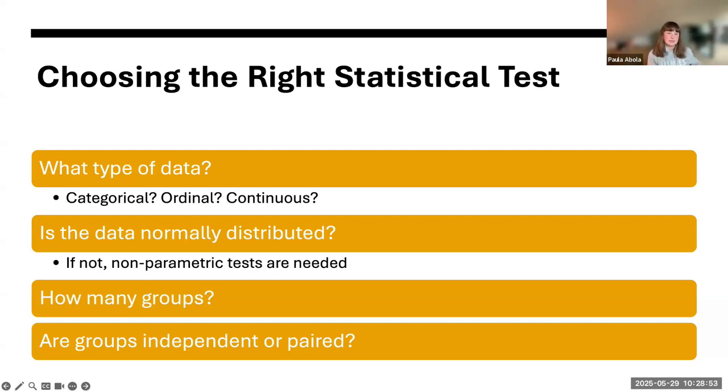So we have vaccination status. Are you vaccinated or not? You might have blood type, A, B, AB, or O. And for example, a type of virus: influenza, COVID-19, or RSV.